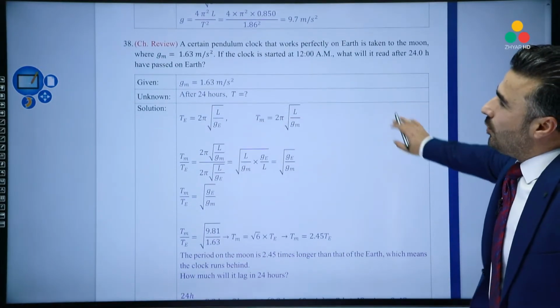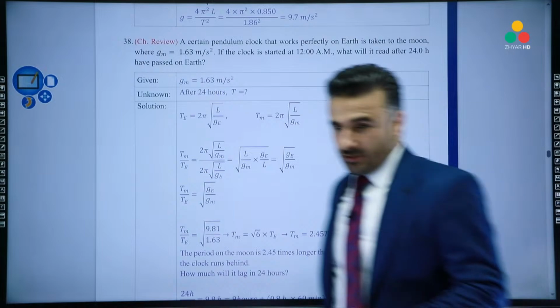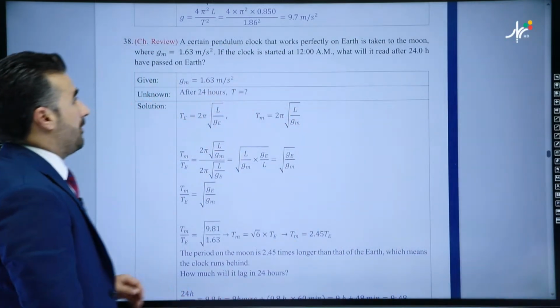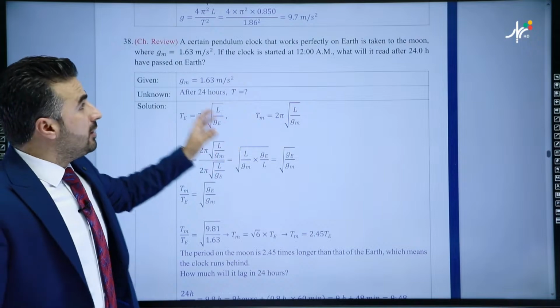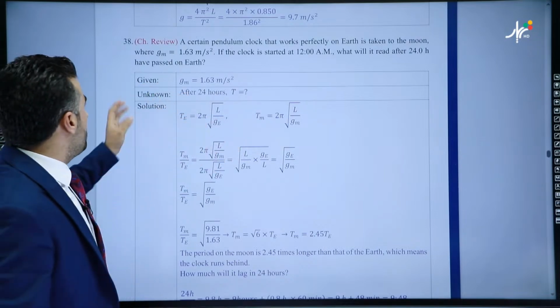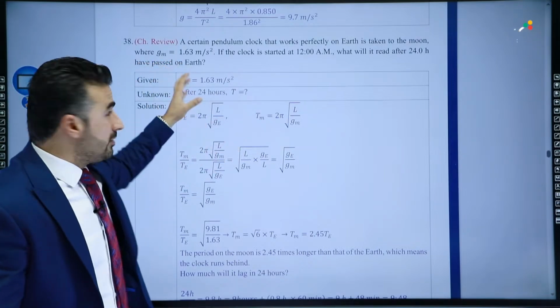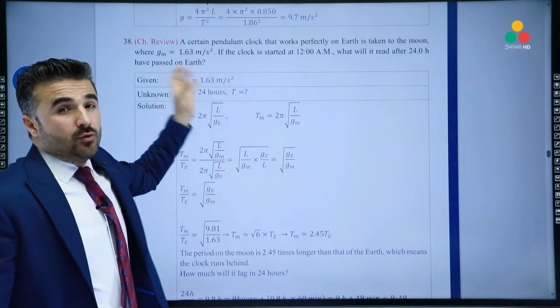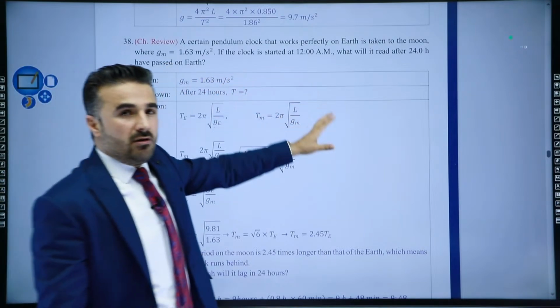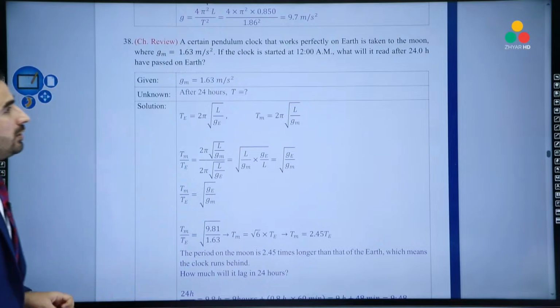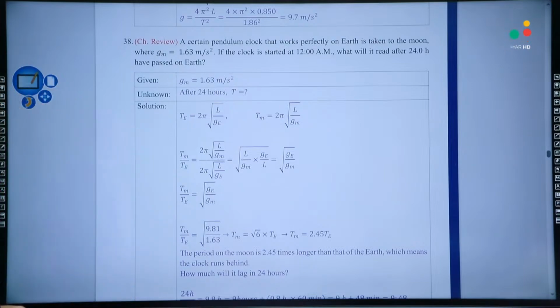Okay, now here we have another question which is very important. A lot of students might struggle on this. It says: a certain pendulum clock that works perfectly on Earth is taken to the moon, where gravitational acceleration is 1.63 meters per second squared. If the clock is started at 12 a.m., what will it read after 24 hours have passed on Earth?